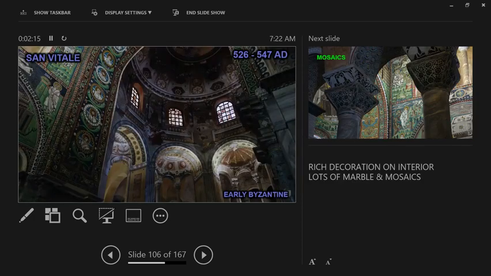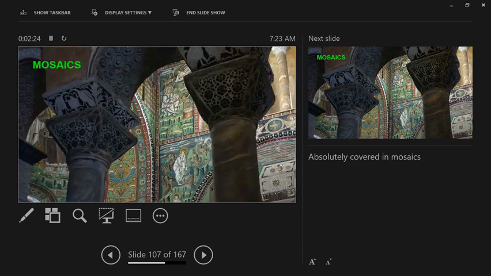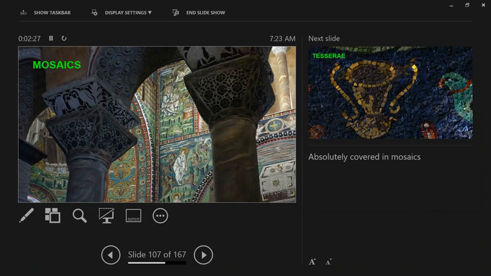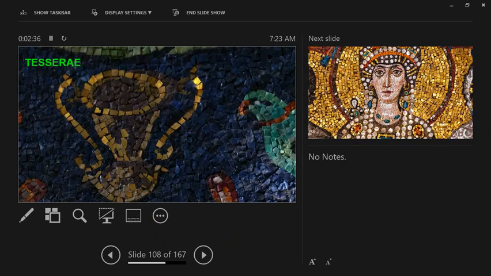All right, so the interior of San Vitale is loaded with beautiful mosaics and lots of beautiful marble as well. The mosaics are very narrative and very colorful. If we look closely at a mosaic, it is made up of different tiles called tesserae. These are individual little segments of colored glass.